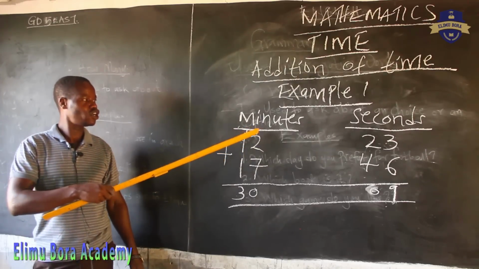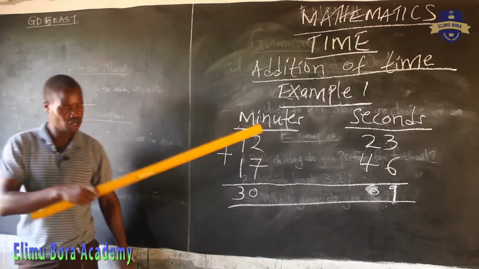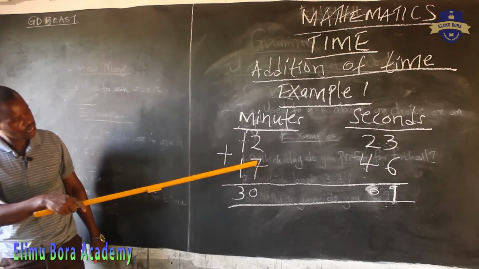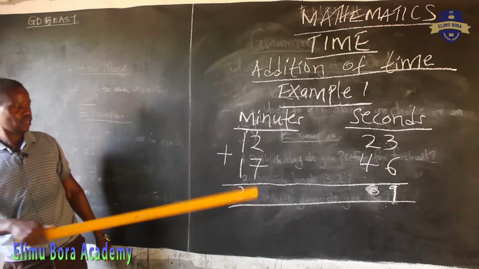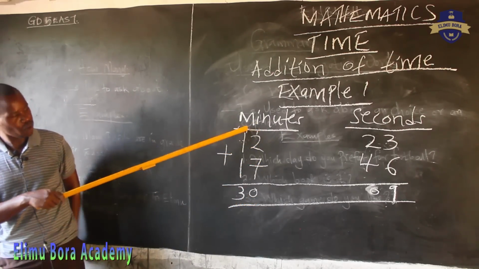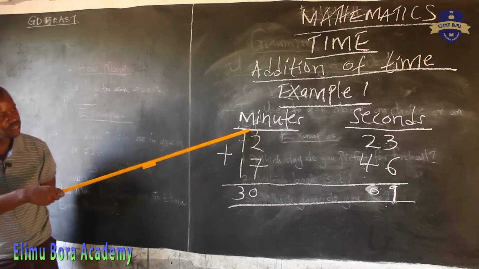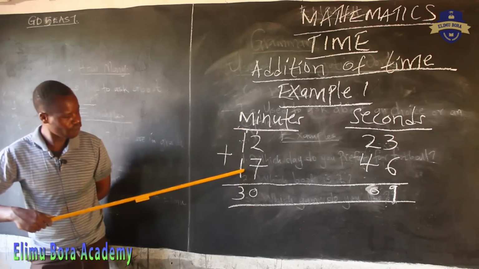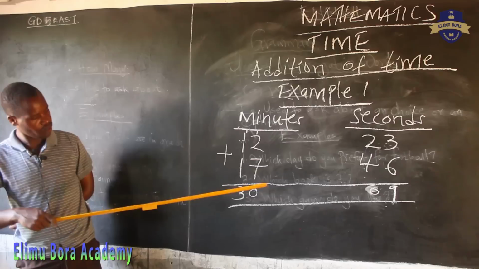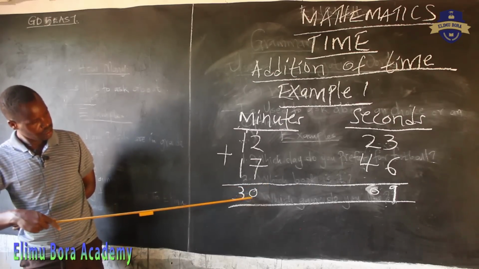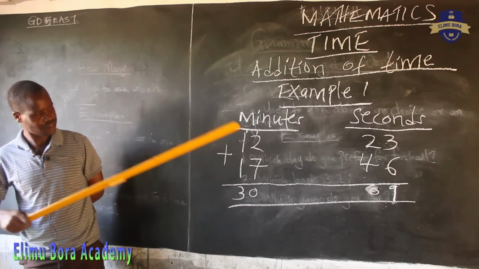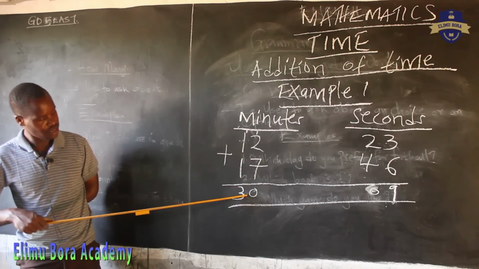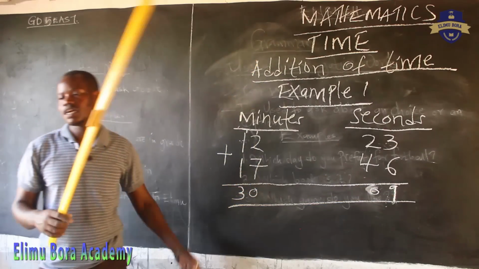And then here we will have 2 plus 1 will be 3, and then plus 7 will be 10. You write here 0. You carry 1. 1 plus 1 is 2, and then plus 1 will be 3. That's why we have written here 30. That is, after adding all this, we get 30 minutes and 9 seconds.